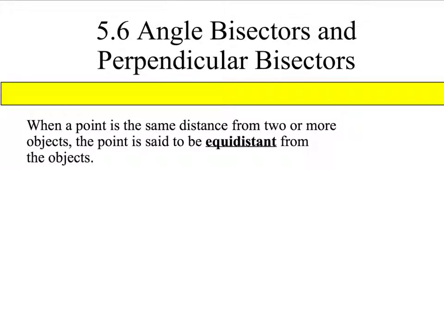So the very first thing I want you to write down is the word equidistant. It says when a point is the same distance from two or more objects, the point is said to be equidistant from the objects. Okay, so we're going to be using that in our theorems. So pause this if you've not finished it.